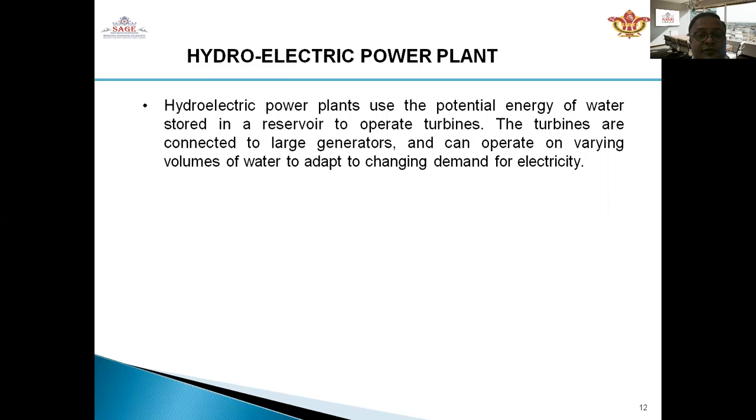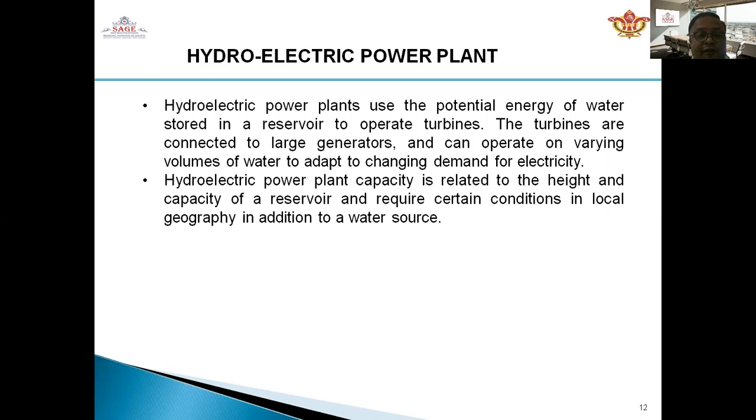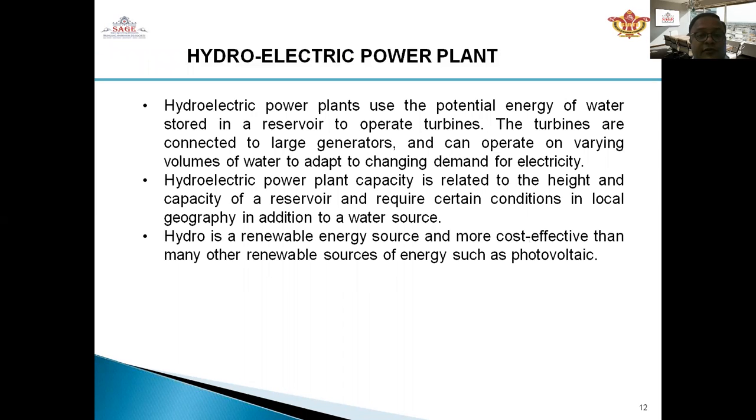Hydroelectric power plants use the potential energy of water stored in a reservoir to operate turbines. The turbines are connected to large generators and can operate on the varying volume of the water to adapt to changing demand of the electricity. Hydroelectric power plant capacity is related to the height and capacity of a reservoir and requires certain conditions in the local geography in addition to water resources.